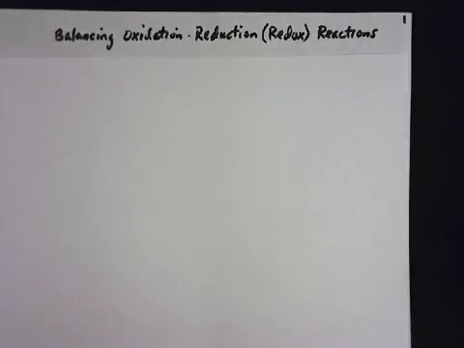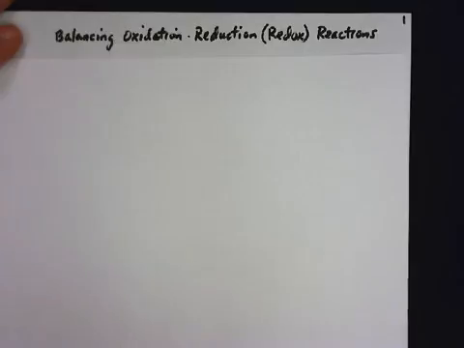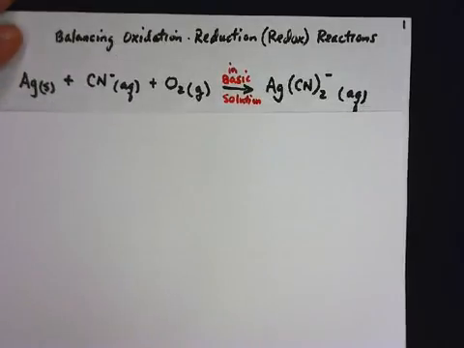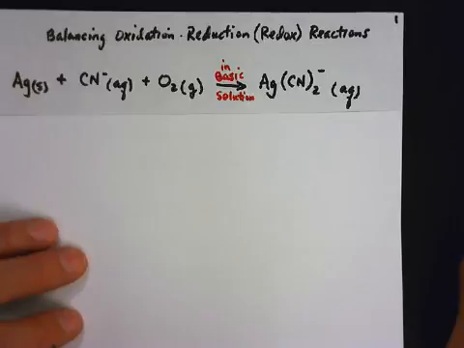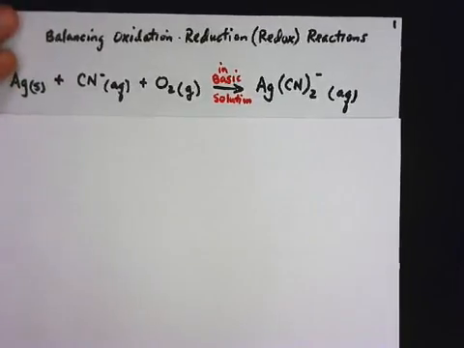Hi everybody. I'd like to go over how to balance oxidation reduction, or redox, reactions by way of example using the half reaction method. Here's an example of a reaction that's occurring in basic solution, or a solution that contains a lot of OH- ions, or hydroxide ions.